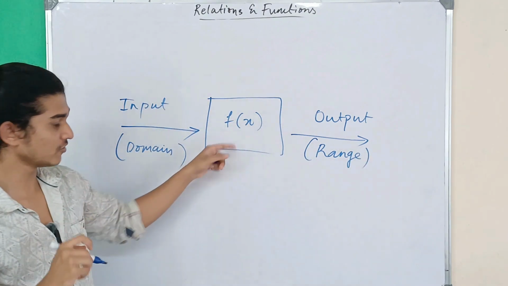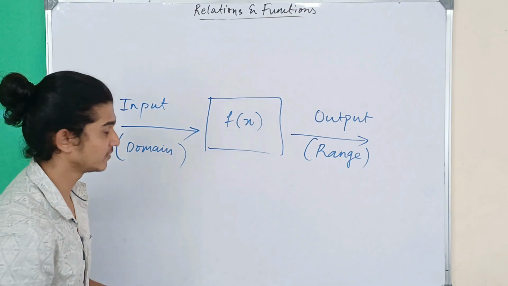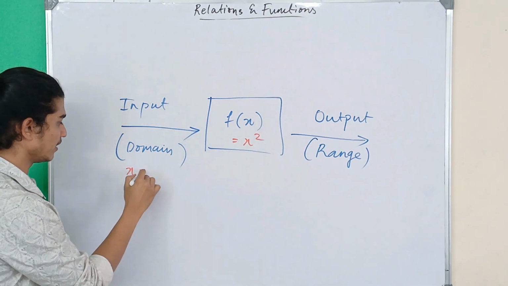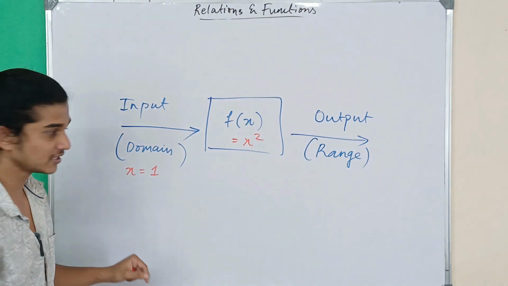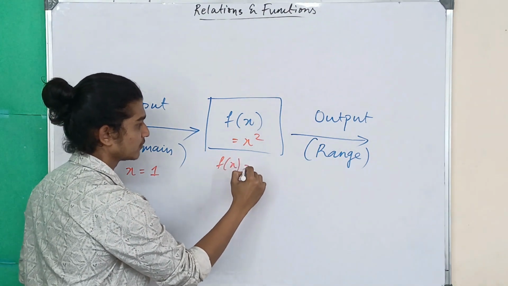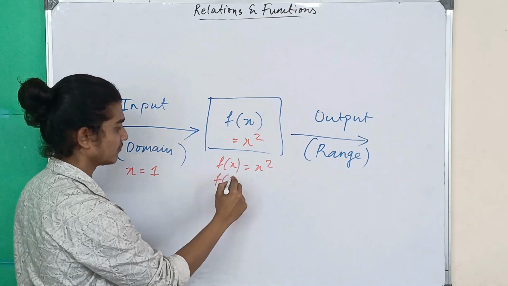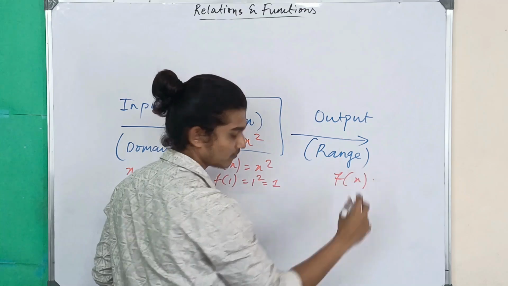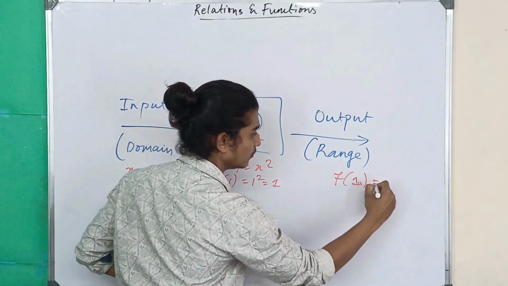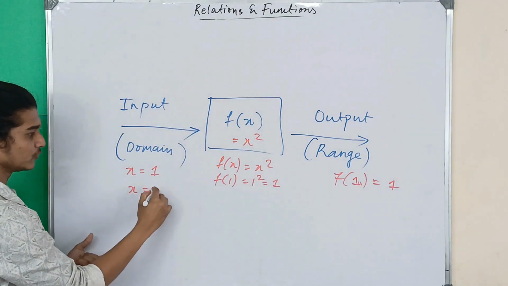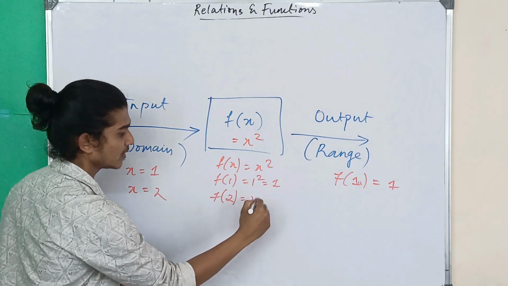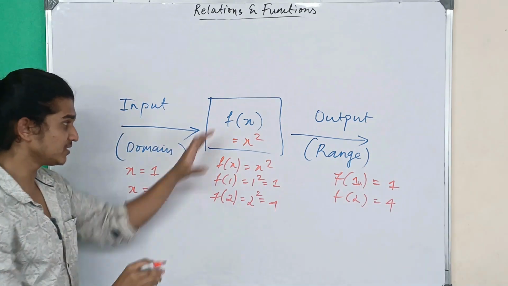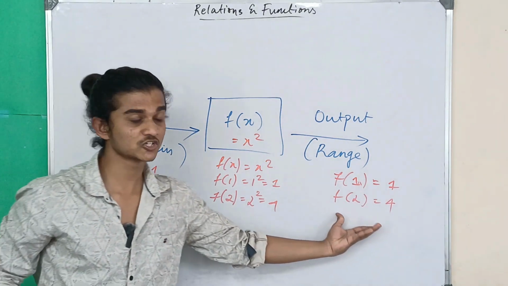For example, imagine we define f of x as x square. Let us try to process that function. So f of x equal to x square. If I put x equal to 1, f of 1 is 1 square, which equals 1. Now if I put x equal to 2, f of 2 is equal to 2 square, which is 4. So f of 2 equals 4. It's like a machine which processes numbers and gives out a specific output.